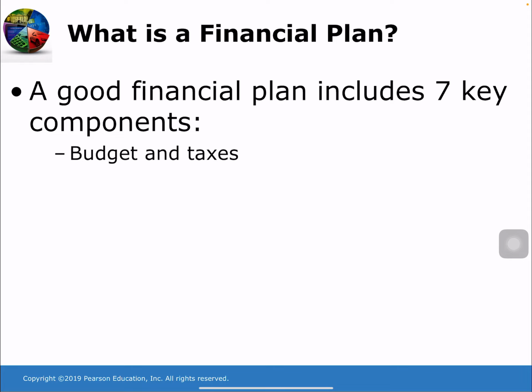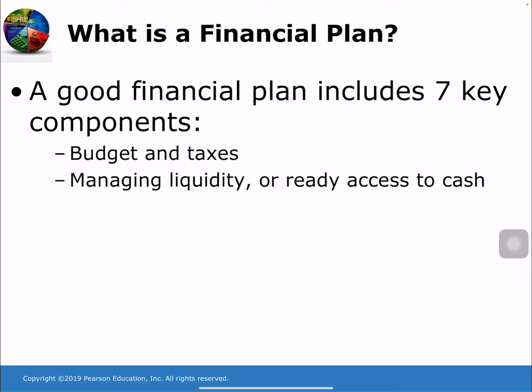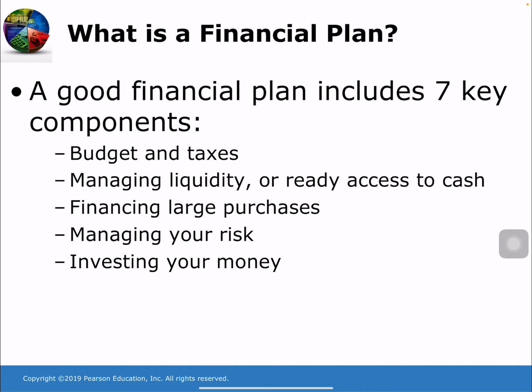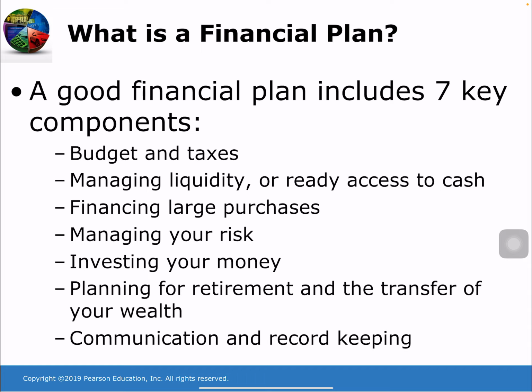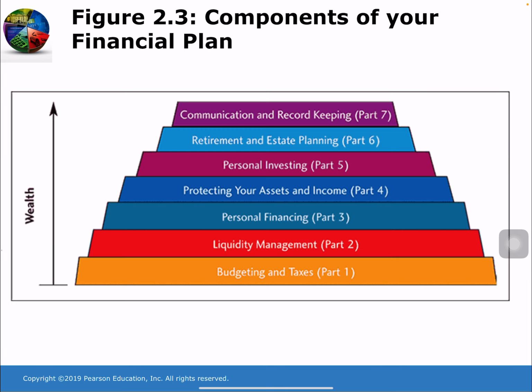A good financial plan includes these 7 components: budget and taxes, and we'll go through each one of these individually. Manage liquidity and ready access to cash, financing large purchases, managing your risks, and again, it just depends what comfort level you are with your risks, investing your money, planning for retirement and the transfer of your wealth, communicating, and record keeping. Here's a picture of each one.